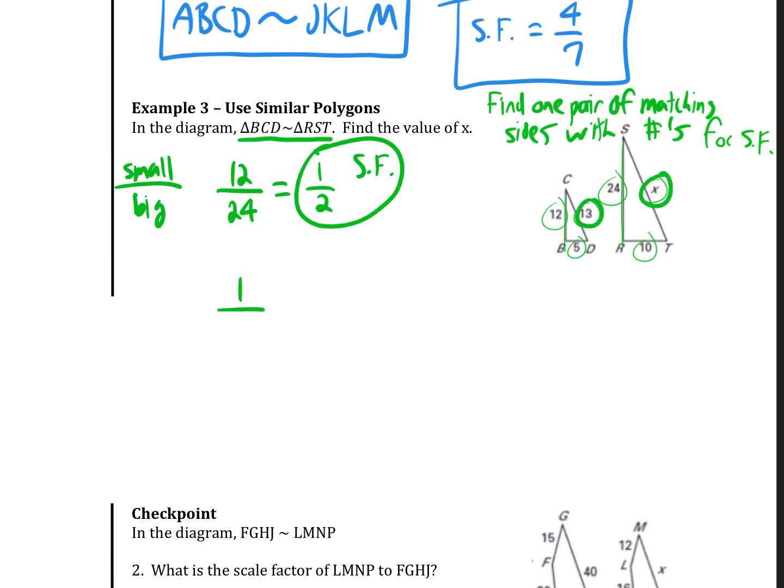Okay? So we have 1 over 2 equals, and now what are we going to put on top, 13 or x? Well, we're going small to big, and 13 is with the small side, so we have 13 over x. Okay? And then we need to solve this. How do we solve proportions? Well, we cross multiply, so we get x equals 2 times 13 is 26.